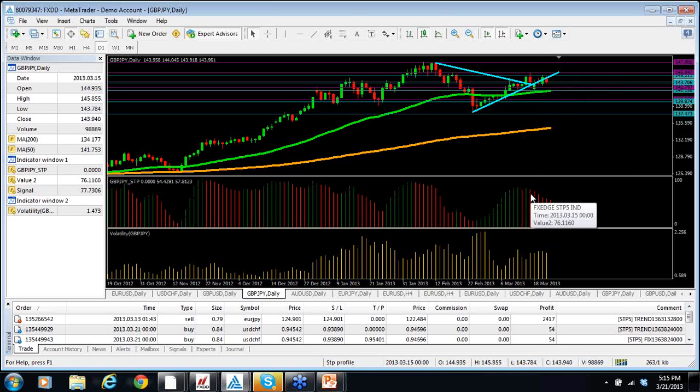So we're actually going to be waiting for a change from red to green at some point to give us a nice buy signal. We don't have anything at this juncture.